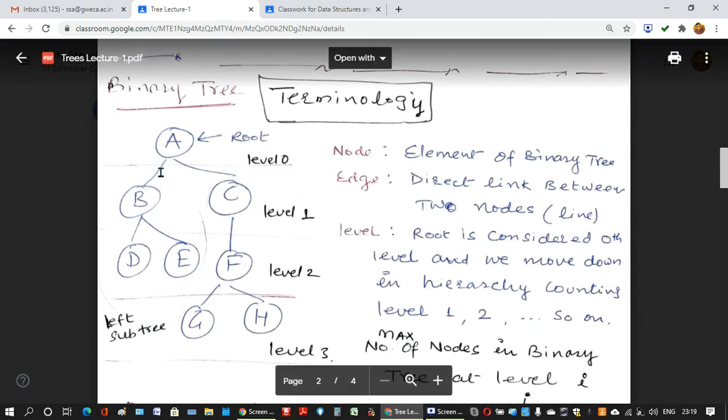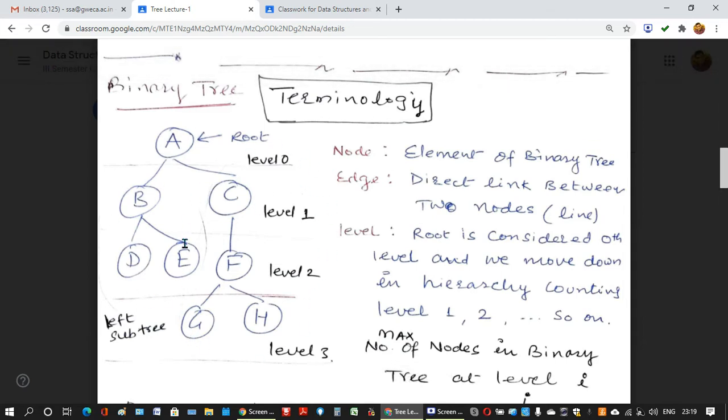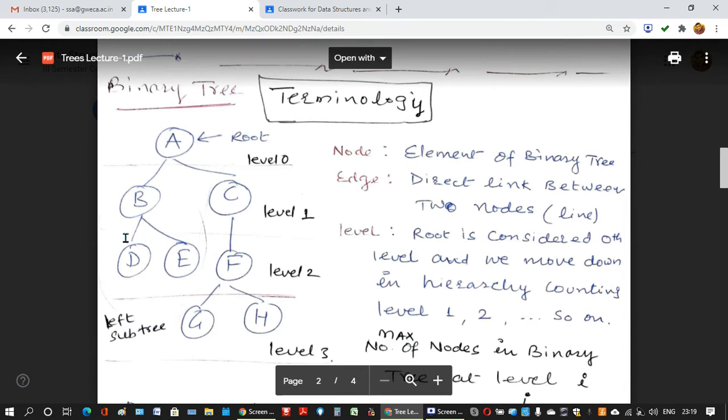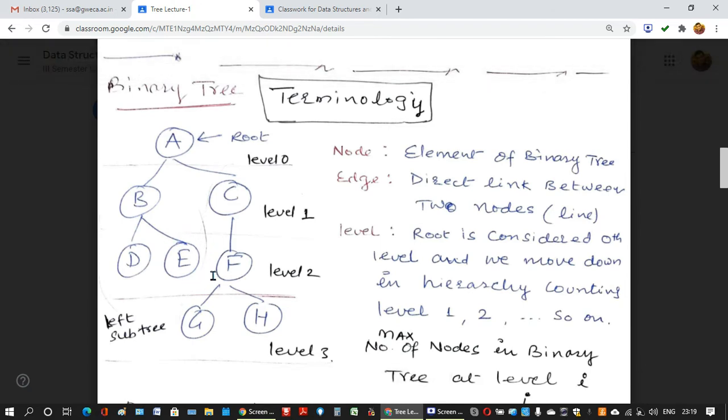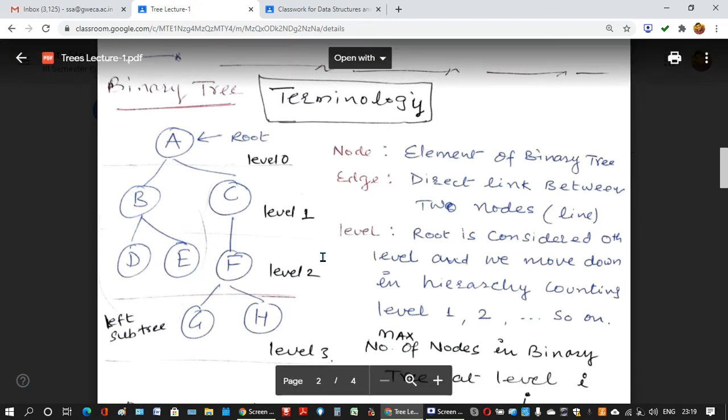Sometimes we use the terms left subtree and right subtree. So the left subtree of A is this tree. This is a smaller tree again by definition, and this is the right subtree of A. Similarly, the left subtree of B contains only one element D, and the right subtree of B contains only one element E.